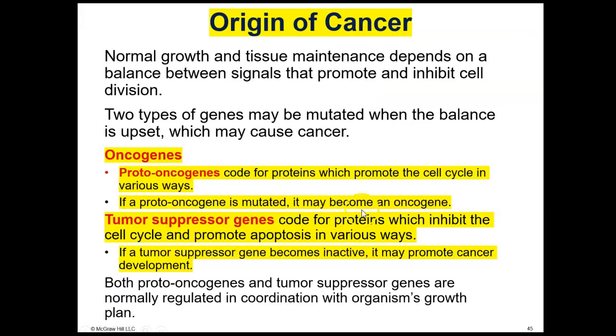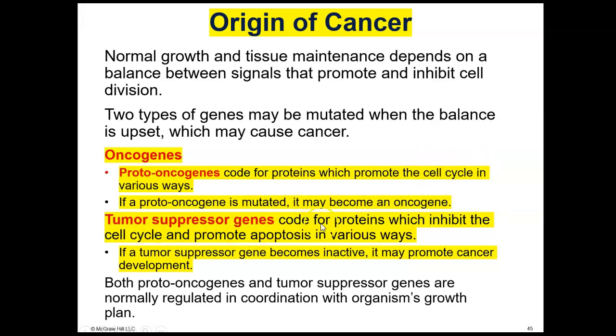So, how does cancer originate? How does it start? It starts with oncogenes and tumor suppressor genes. So, oncogenes are formed from mutated proto-oncogenes. So a proto-oncogene is a good gene. Proto-oncogene codes for proteins which promote the cell cycle in various ways, and a mutated proto-oncogene can become an oncogene, which is a cancer gene. Okay? So proto-oncogenes promote the cell cycle under normal conditions, healthy conditions, but if they're mutated and become an oncogene, then they cause the cell cycle to go out of control.